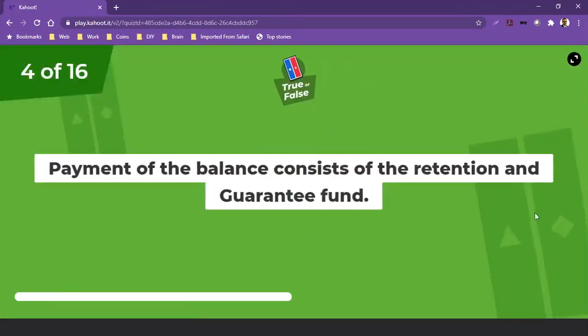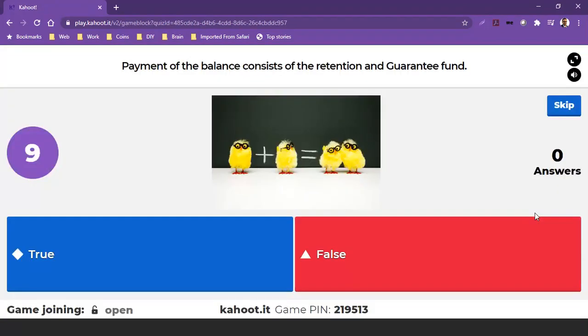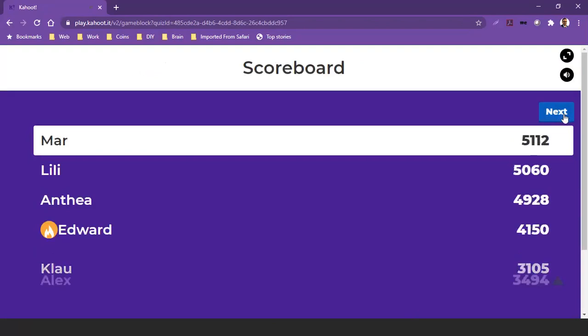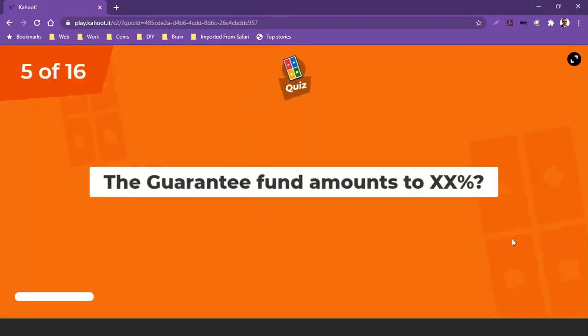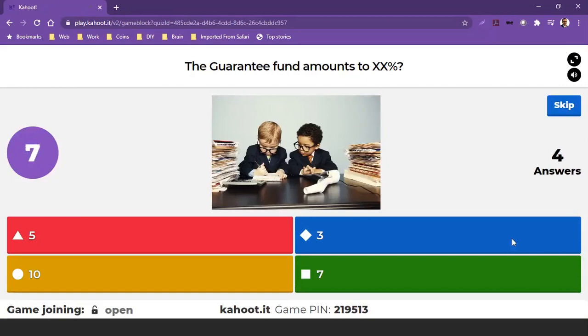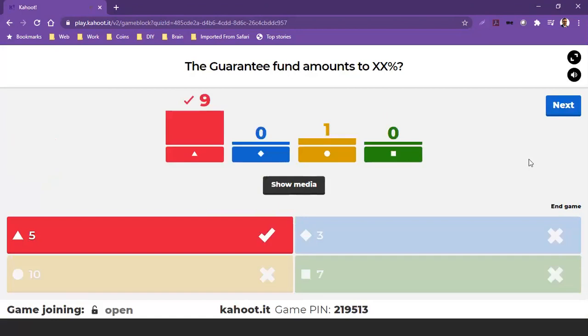Payment of the balance consists of the retention and guarantee fund. Is this true or false? Great. Everyone has it correct. Moving on. The guarantee fund amounts to how much percentage? Is it 5, 3, 10, or 7%? So the correct answer was 5. The guarantee fund is always 5% of the prepayment amount.